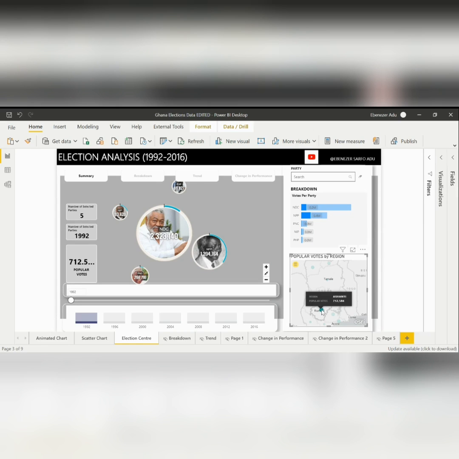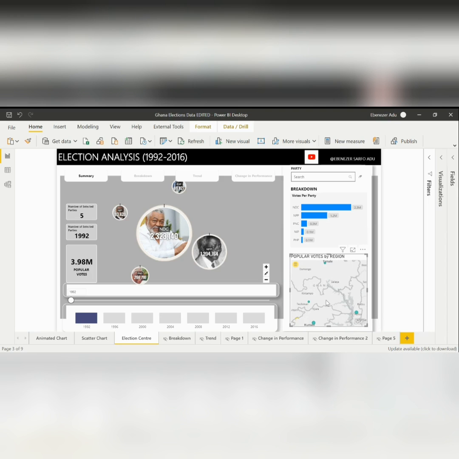Okay, so this is our dashboard. So in 92, 3.98 million people voted. 5 parties competed. You can see them here. NDC led, followed by NPP, and you can see the performance and how the regions voted. I think from the size of the bubbles, you can tell that mainly Ashanti had the most, based on the size. All right, so that is about 92.